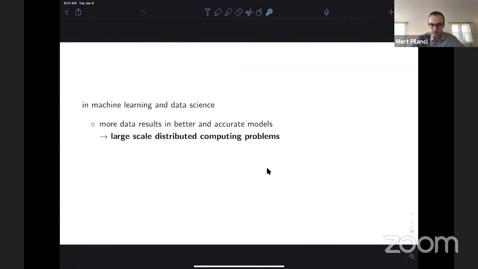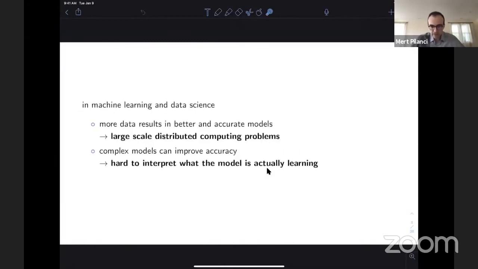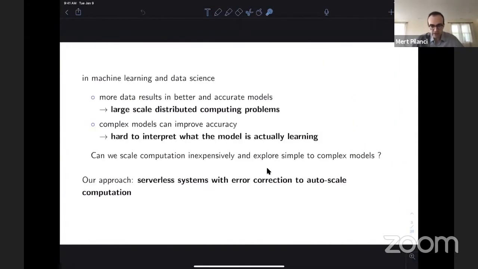And they give rise to large-scale distributed computing problems, such as the ones in deep neural networks. But these complex models, although they can increase accuracy, they're black boxes. It's very hard to interpret what the model is actually doing. So it is actually a better practice to explore simple to complex models. And we would like to do this inexpensively. So to address this question, our approach is using serverless systems, which I'll define in a second, with error correction to auto-scale computations.